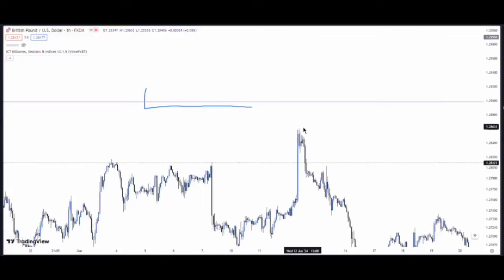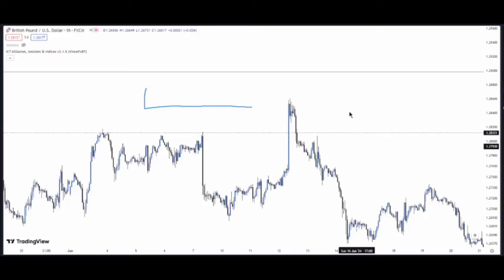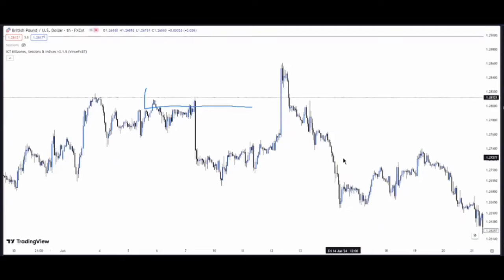For this high, it needs inducement. And where is the inducement? Everyone, where is your inducement? Where is your inducement? Okay, look at it.